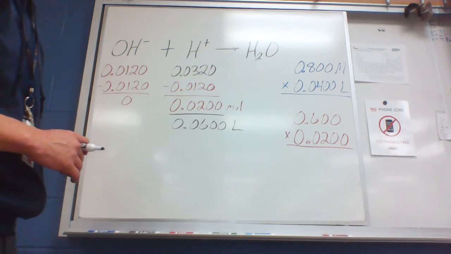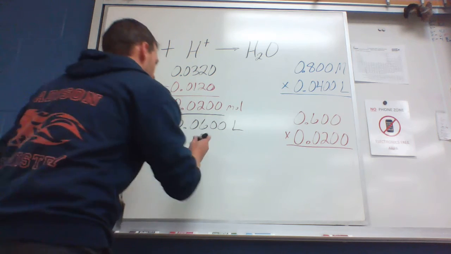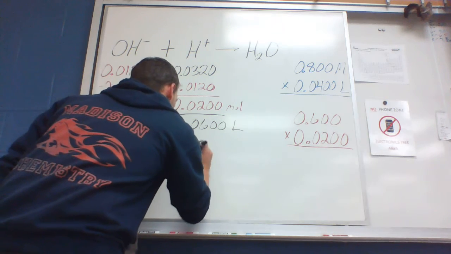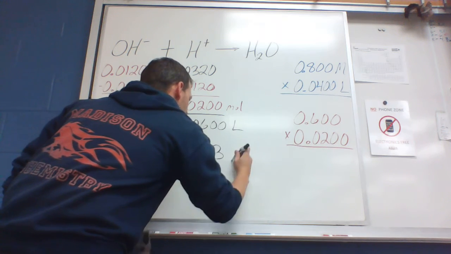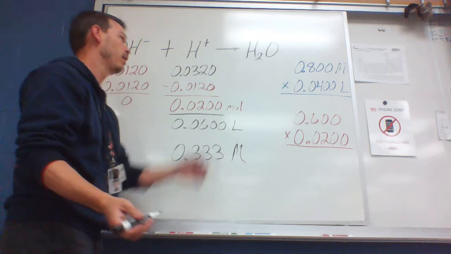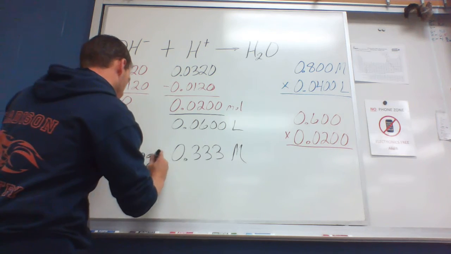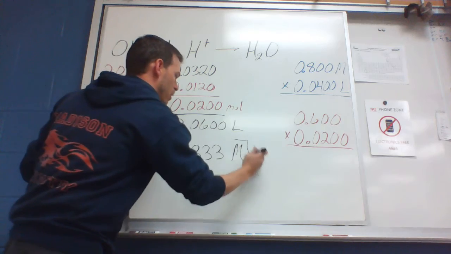All right. Now, the answer that I get here is 0.333. And that's molar. And to find pH, that's real easy, right? Look, it's strong. So to find pH, it is the negative log of that concentration.